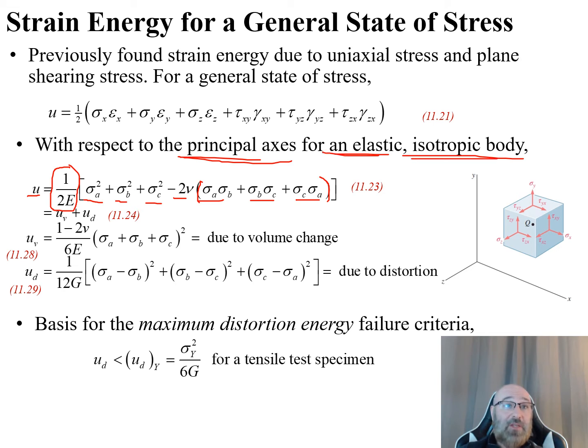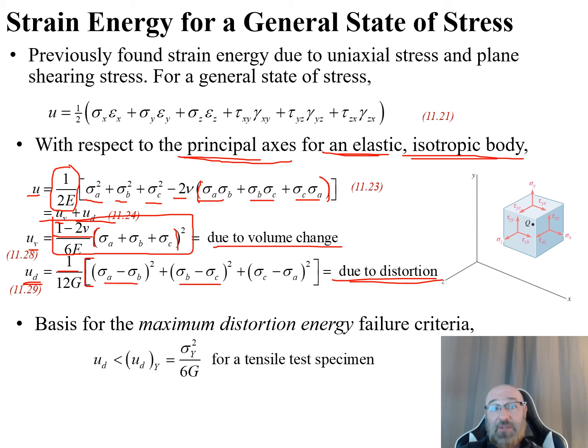And then we simplify this down, and this is simply saying that our strain energy density is equal to u sub v plus u sub d, where we break these two down. What is our u sub v and our u sub d? Our u sub v is our strain energy density due to volume change, and our u sub d is our strain energy density due to distortion, and these are given by these two relationships shown here. Our u sub v is equal to 1 minus 2 nu all over 6E times the quantity sigma a plus sigma b plus sigma c, squared, and our u sub d due to distortion is 1 over 12G times sigma a minus sigma b squared plus sigma b minus sigma c squared plus sigma c minus sigma a squared.